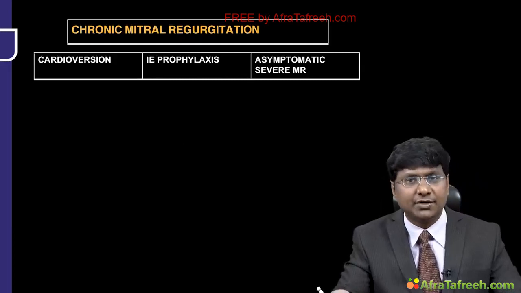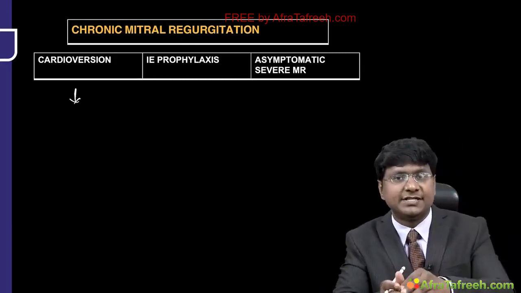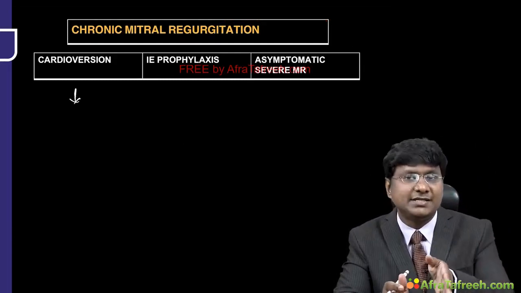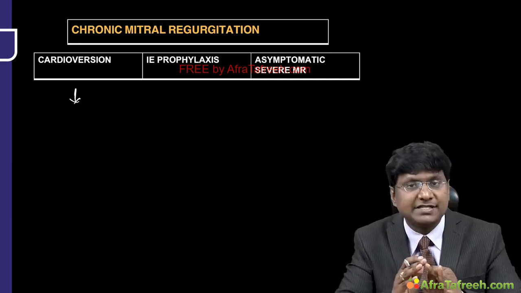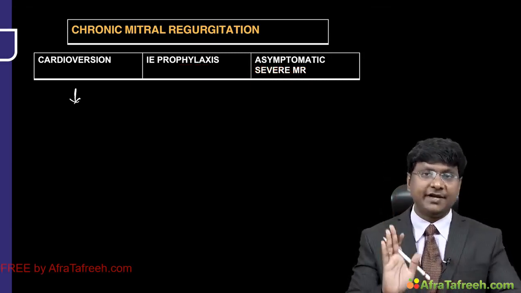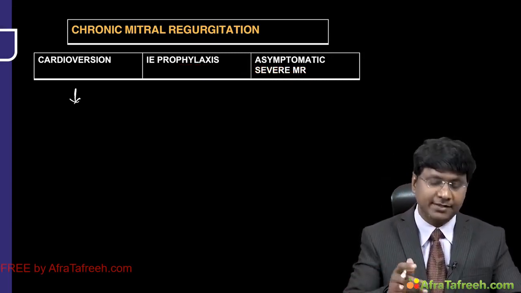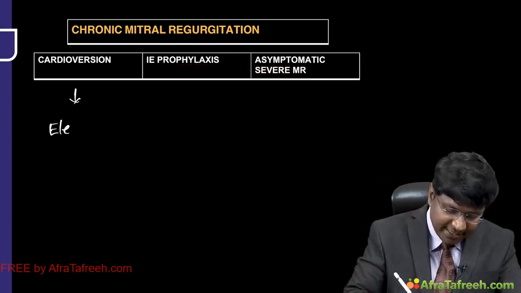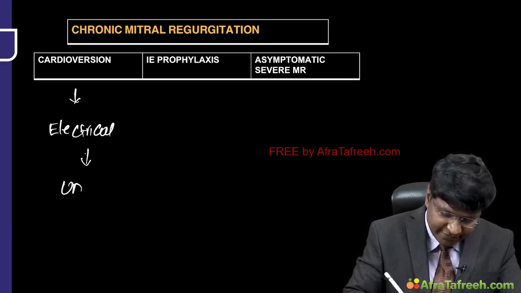Then what about the cardioversion? Cardioversion is nothing but converting the rhythm into sinus rhythm. It depends upon the clinical context of the individual, the atrial fibrillation chronicity, and the left atrial size. If the individual is hemodynamically unstable, then you can do electrical cardioversion. Electrical cardioversion should be done if the individual is hemodynamically unstable.